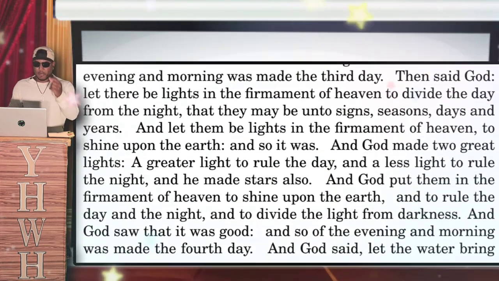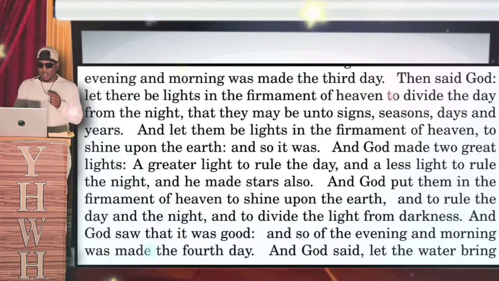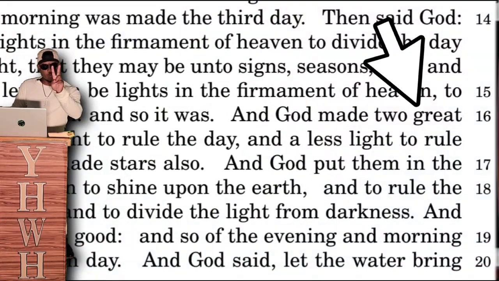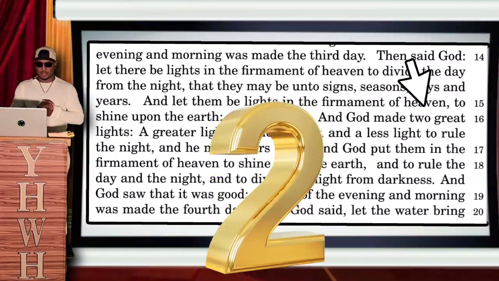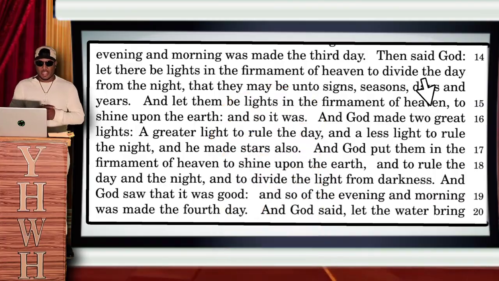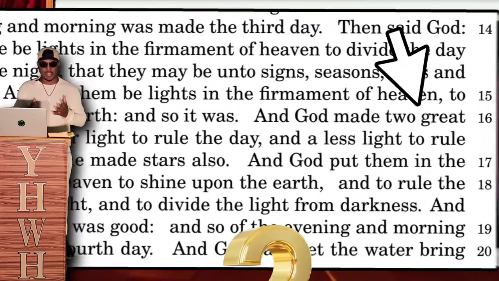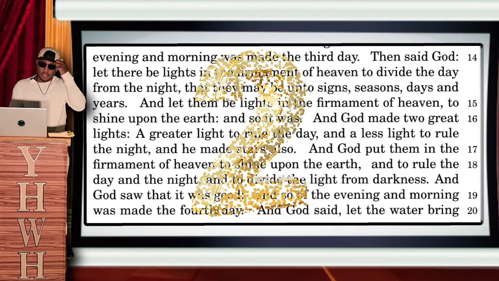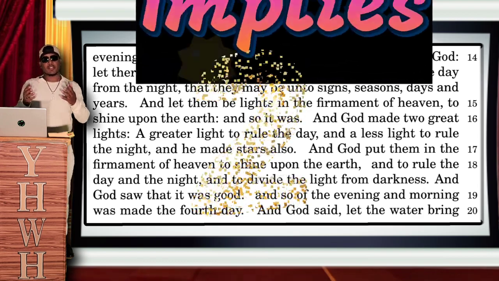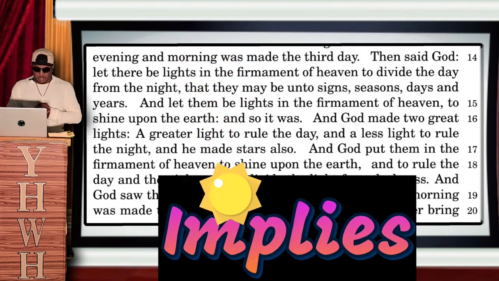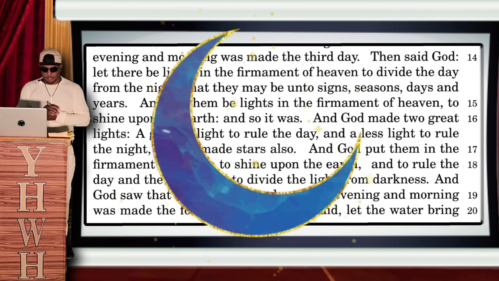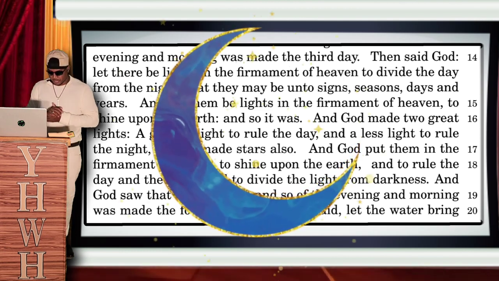And let them be for lights in the firmament of the heavens to give light on the earth. And it was so. Then God made two great lights. I'll read that again. Then God made two great lights. The greater to rule the day. That implies the sun. The lesser light to rule the night. That implies the moon. He made the stars also.